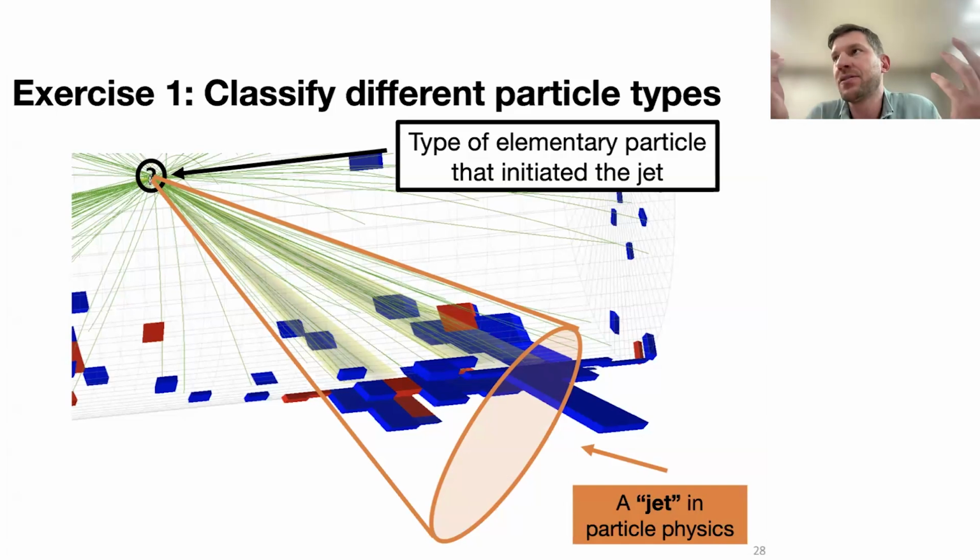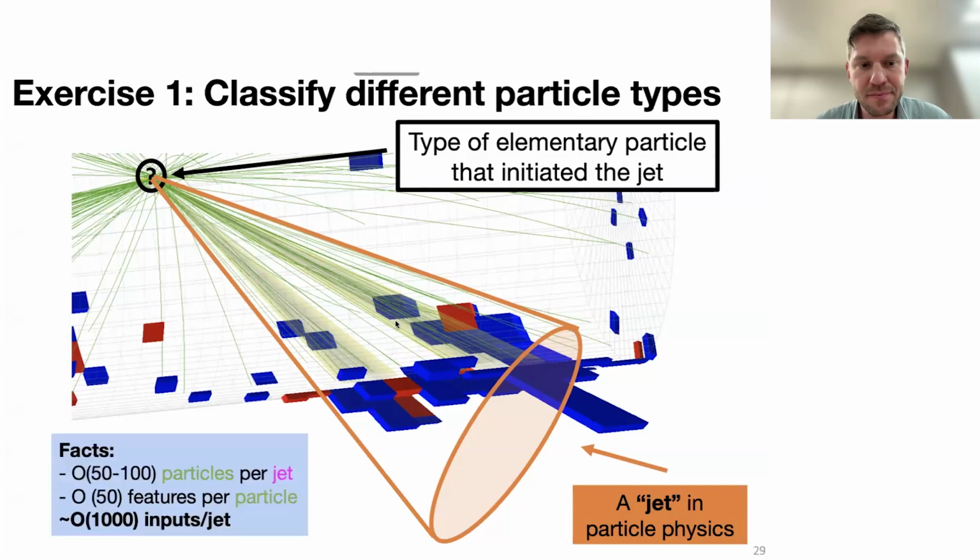Think about if you have a cat and a dog, you look at the size of the objects, how the ears look, the eyes, the nose, etc. Well, we don't have eyes and ears and noses here, but we have relationships and correlations between these particles that can actually give us information about the flavor, the type of this initial particle.